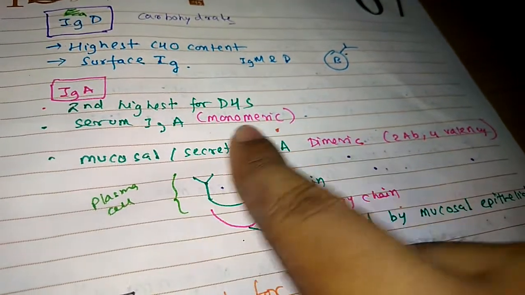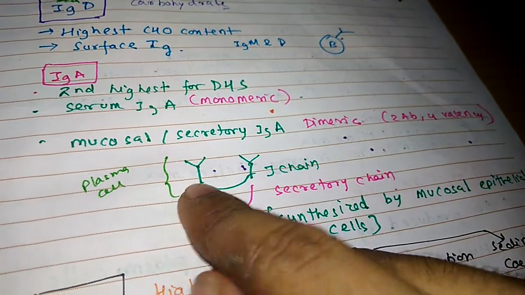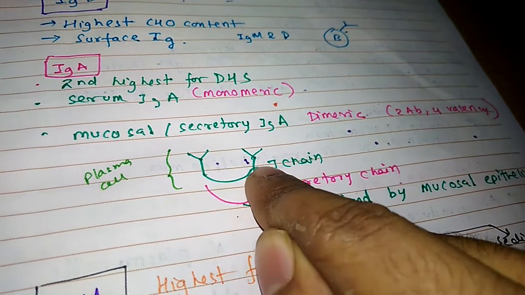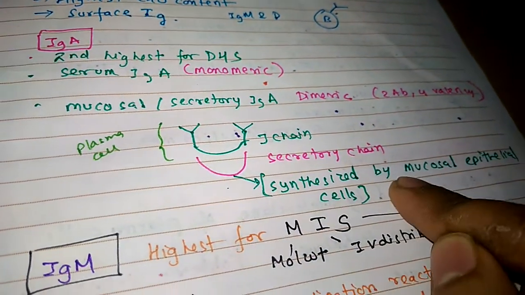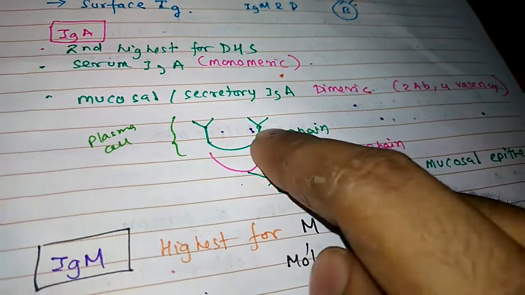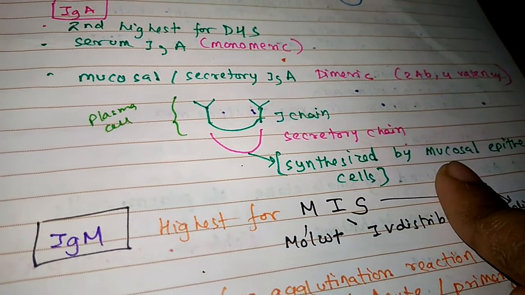Here is the diagram of it. There are two antibodies sticking together with the J chain. But the J chain is not the only one connecting the two antibodies together. We have the secretory chain, which is synthesized by mucosal epithelial cells. Of course, everything else is secreted by the plasma cell, but this secretory chain is synthesized by mucosal epithelial cells.